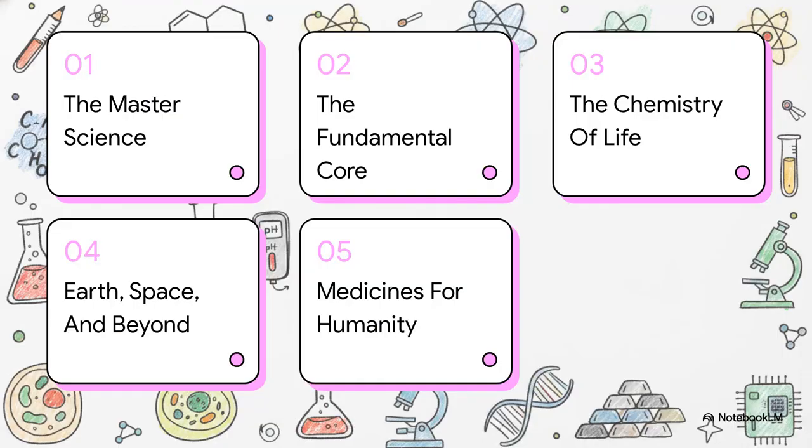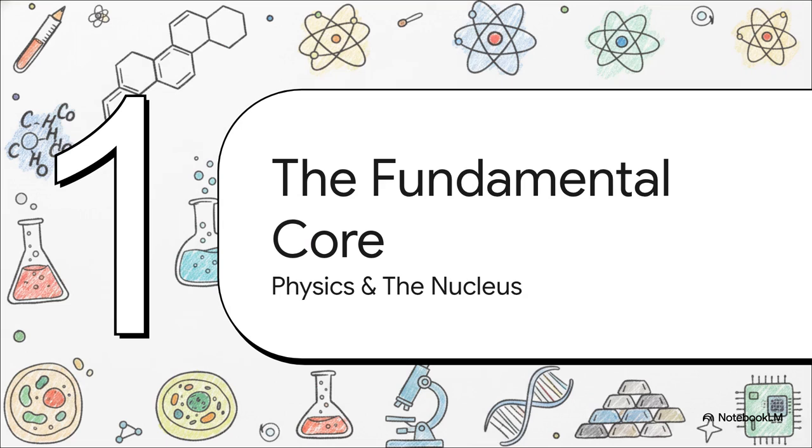Which brings us perfectly to how we've organized our exploration today. To keep things organized and prevent any cognitive overload, here is our roadmap. We just covered defining the master science. Next up is the fundamental core, followed by the chemistry of life, Earth, space, and beyond, and finally, designing medicines for humanity.